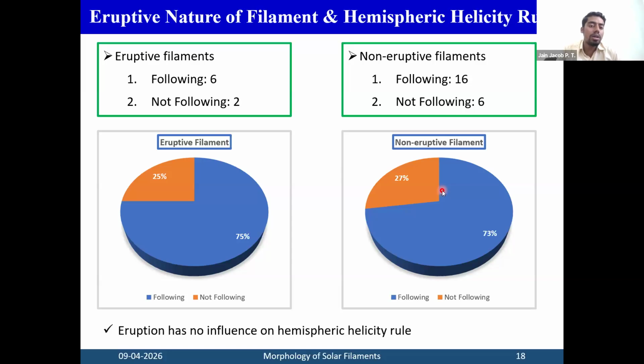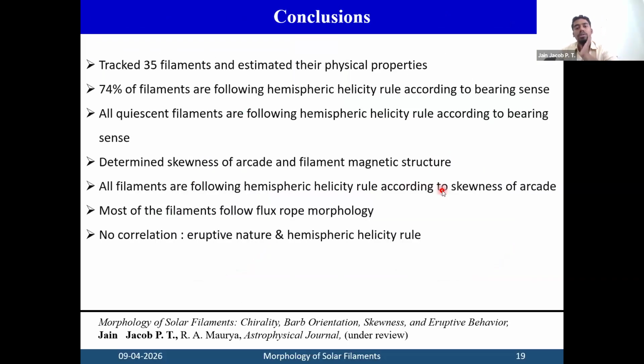In the eruptive case, 6 filaments are following the hemispheric helicity rule and 2 filaments are not following. In the non-eruptive case, 16 are following and 6 are not following. In the pie chart, we can see 75% are following in the eruptive case, and 73% are following in the non-eruptive case. It means that there is no influence of the eruptive nature of the filament on the hemispheric helicity rule. So these are the conclusions of my study.